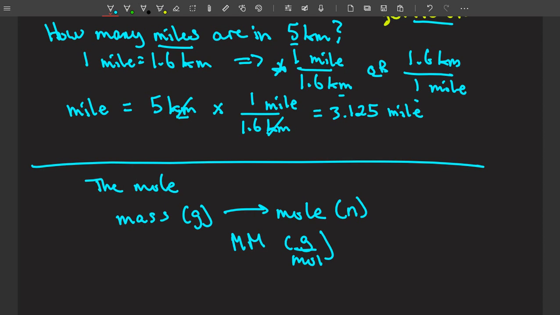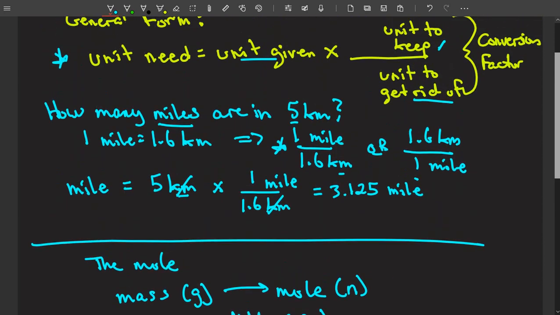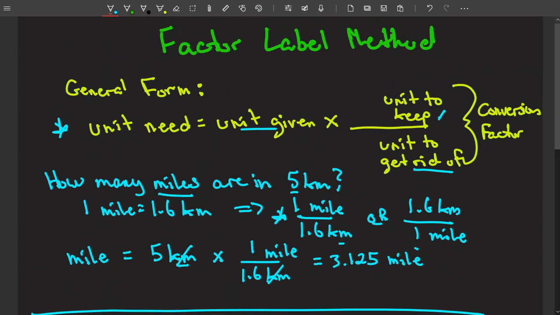There is, of course, a formula you can use, but let's not rely on simply our memory and plugging things in without thinking. If we can figure out how the factor label method works, it's going to help you solve much more complicated problems by simply using this great method.